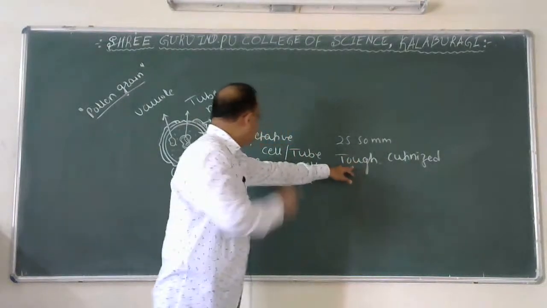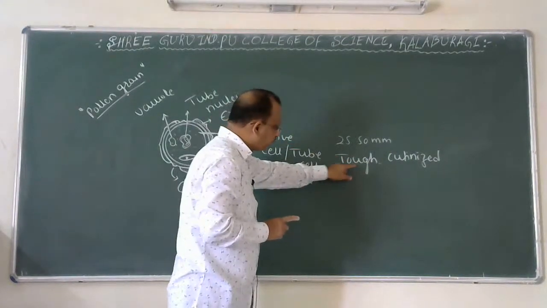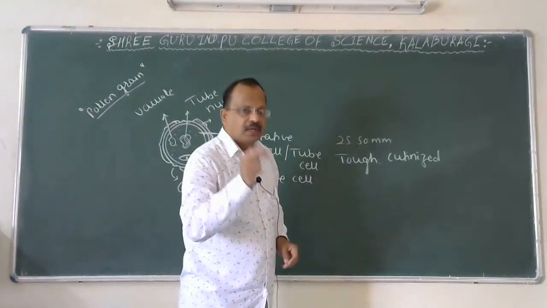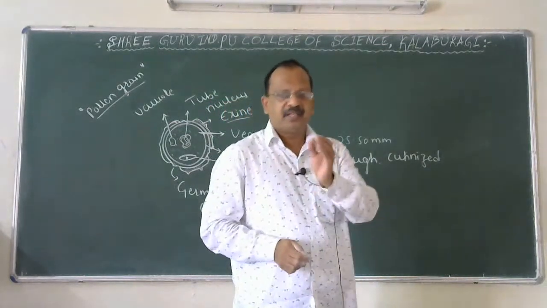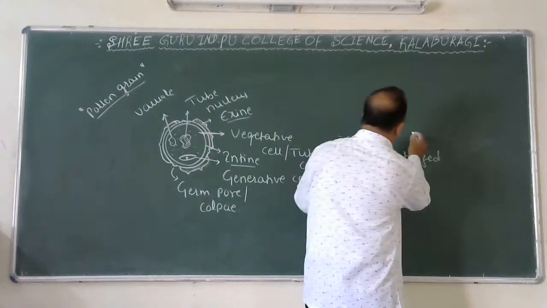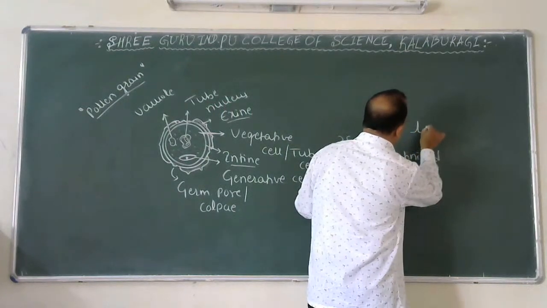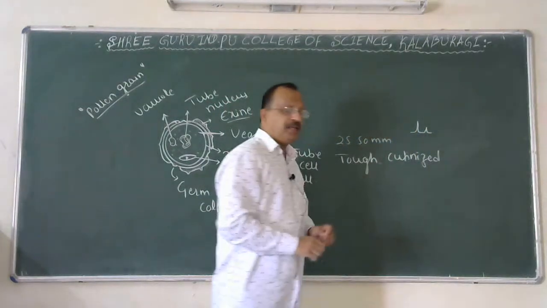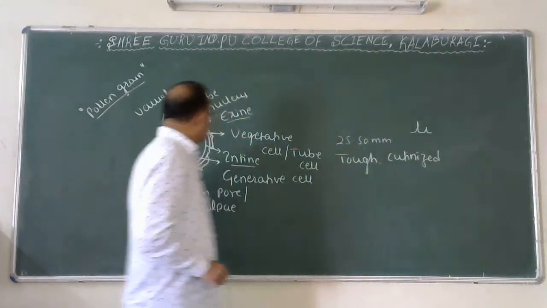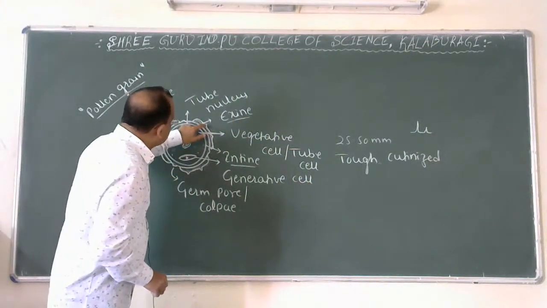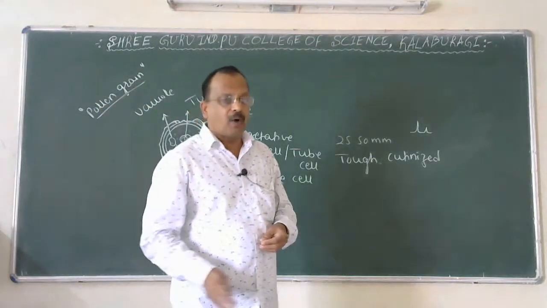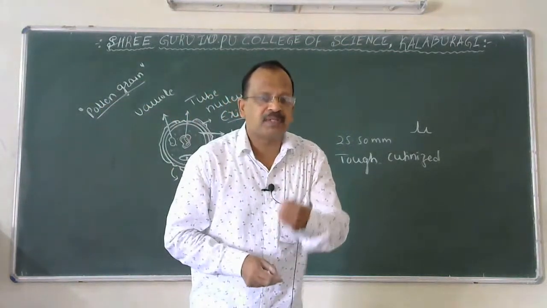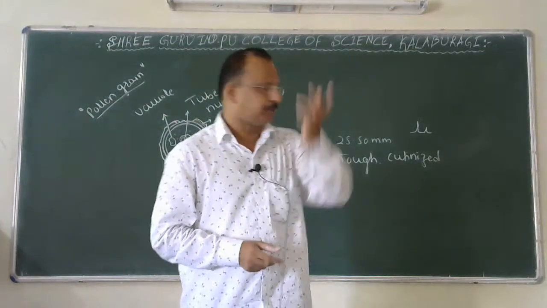So here, exine is tough, cutinized, cutin is present, and often, meaning sometimes, it is provided with spinous outgrowth. Now the question arises, what is the use of this spinous outgrowth? Spinous outgrowth helps in the dispersal of pollen grains.